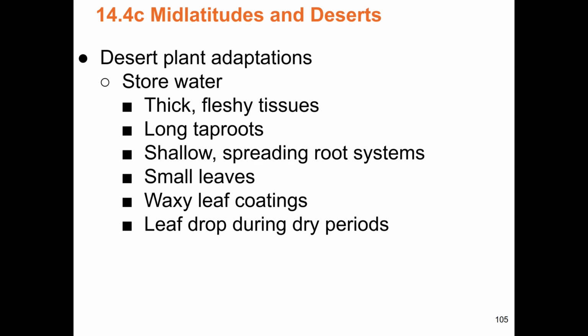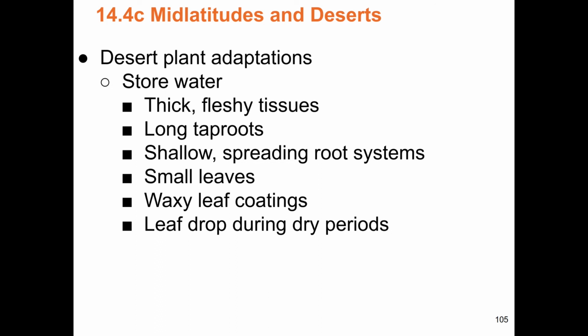Long taproots mean that when it rains, they can get as much water as possible. Shallow spreading root systems also allow them to soak up water when it rains. And they'll even include chemicals to prevent other plants from growing by them. They will actually create poison. Some desert plants will produce chemicals that are poisonous to other plants so that their shallow root systems won't get competition from other species of plants.